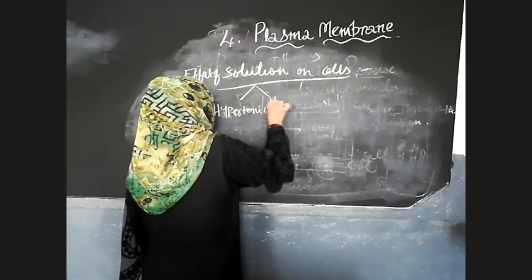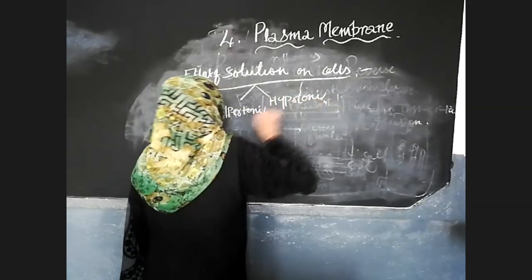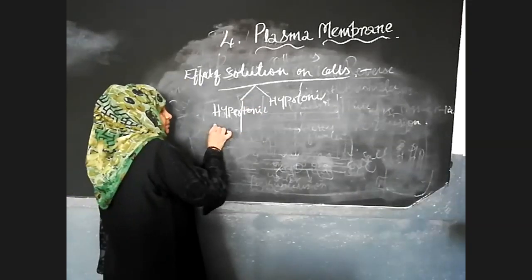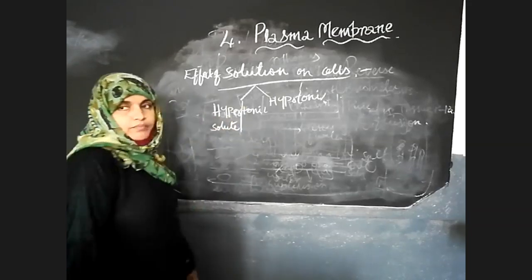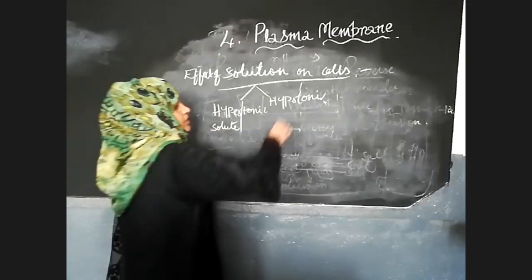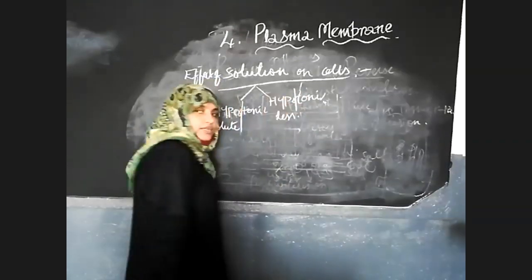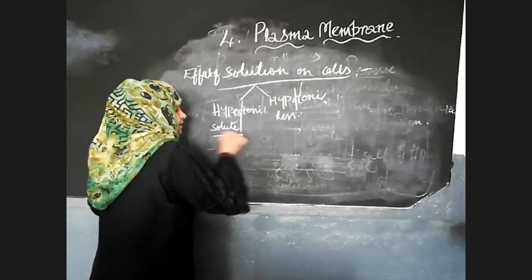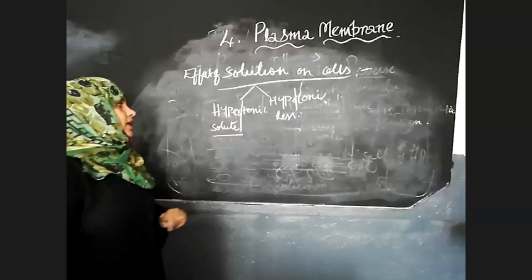The other one is hypotonic solution. So we should understand what is hyper and hypo. Hypertonic solution is nothing but the solution in which solute concentration is more. Hypo means the solute concentration is less. We are taking that, and in this we are adding the animal cell and plant cell.